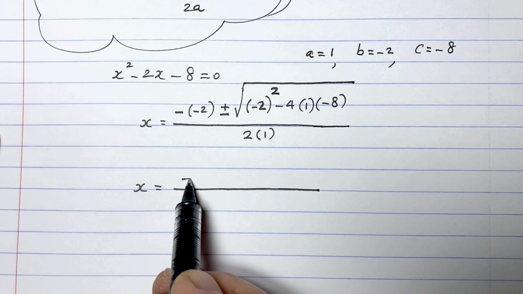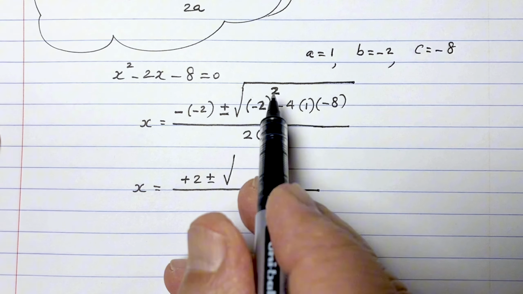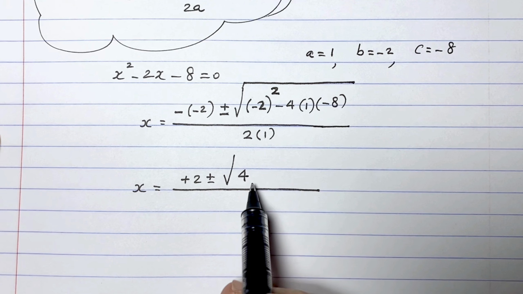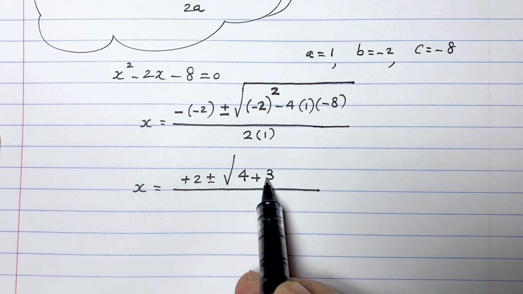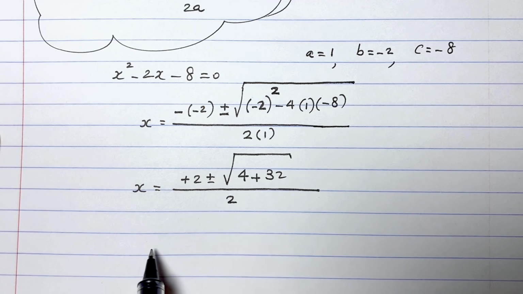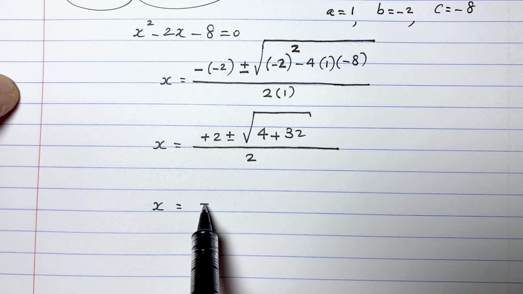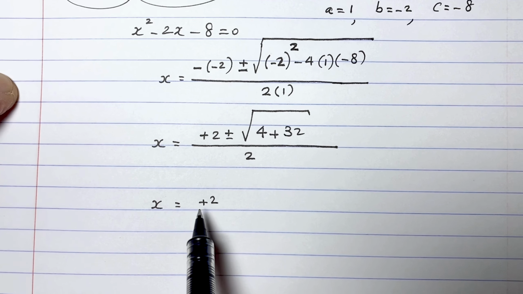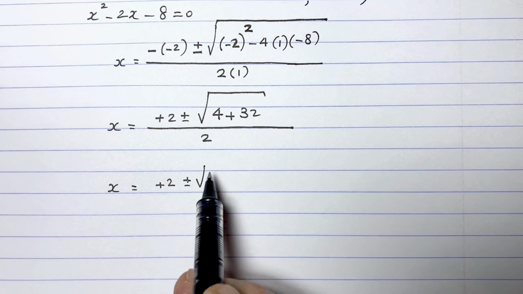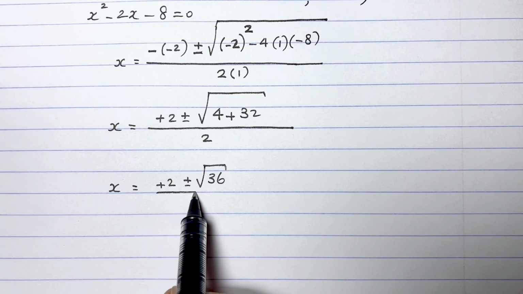Negative times negative, that's positive 2. Negative 2 to the power of 2 is positive 4. Negative times negative is positive. 4 times 1 times 8 is 32. Divided by 2 lots of 1, which is 2. So x equals plus 2 plus and minus root 36 over 2.